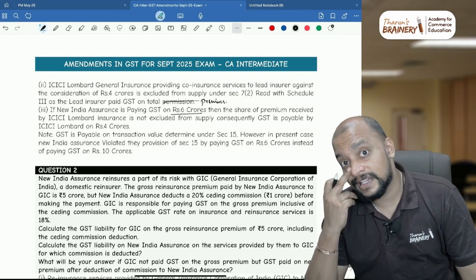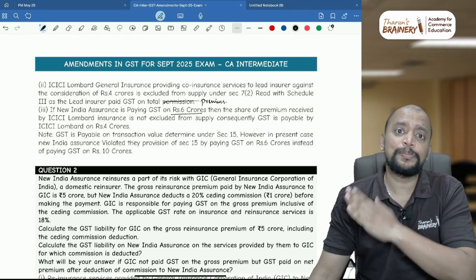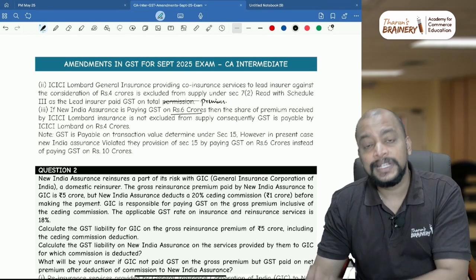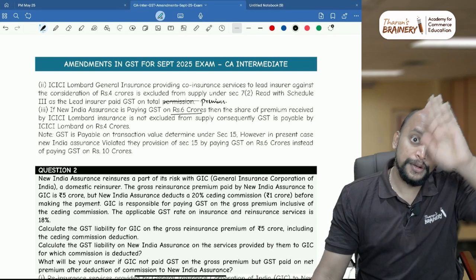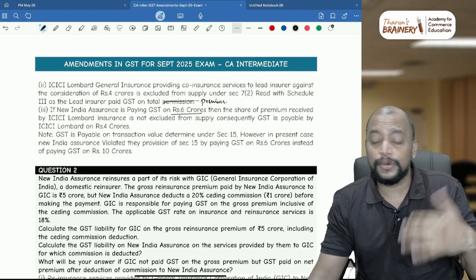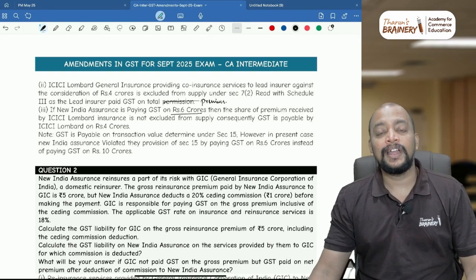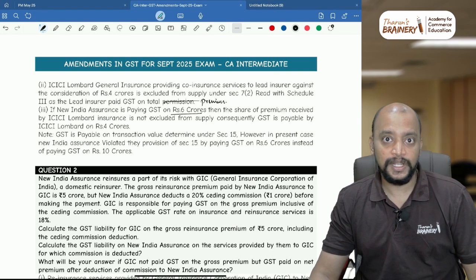Because what does the law say? The law says that here they need to pay GST on 10 crores. If they pay GST on 10 crores, the money received by ICICI Lombard is excluded from supply. Consequently, GST is payable by ICICI Lombard on rupees 4 crores. That's what the provision says.